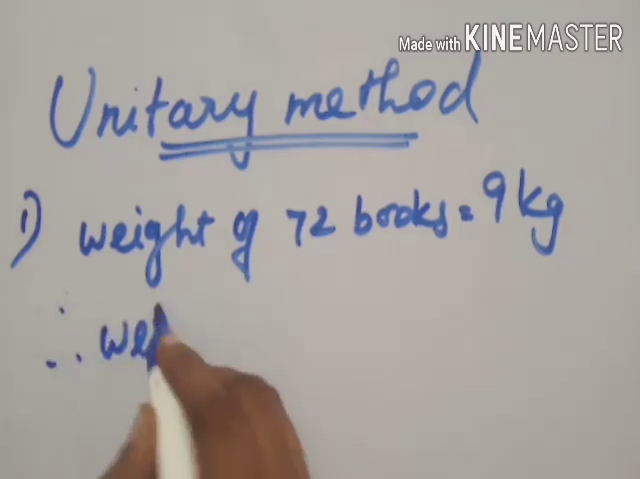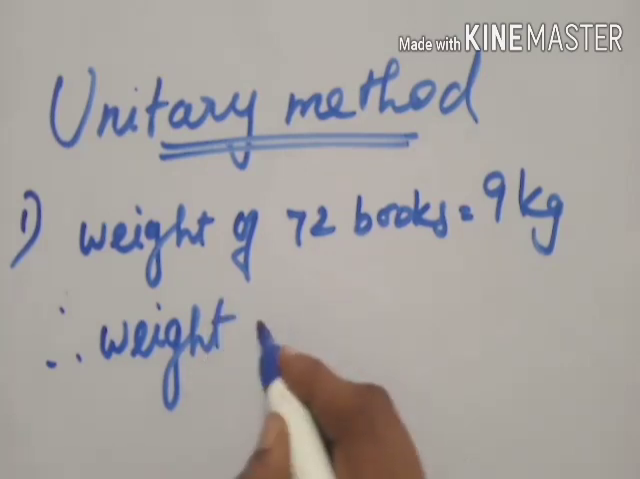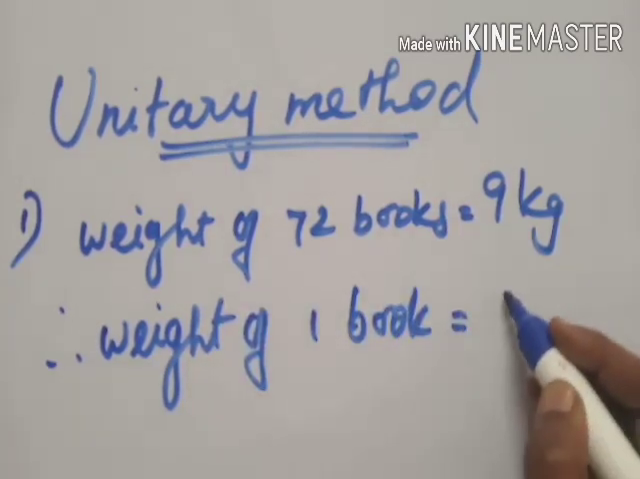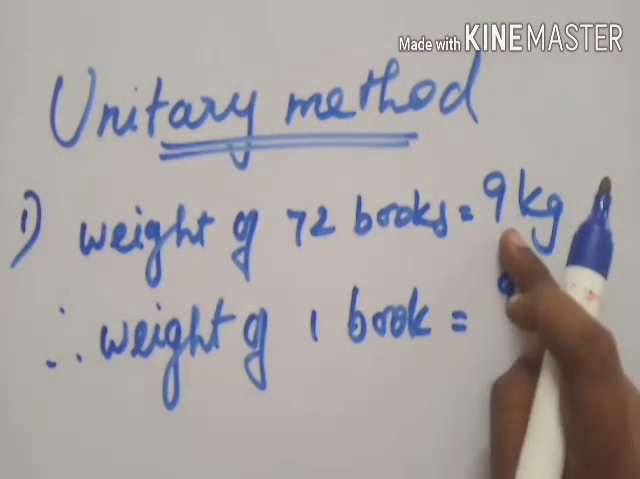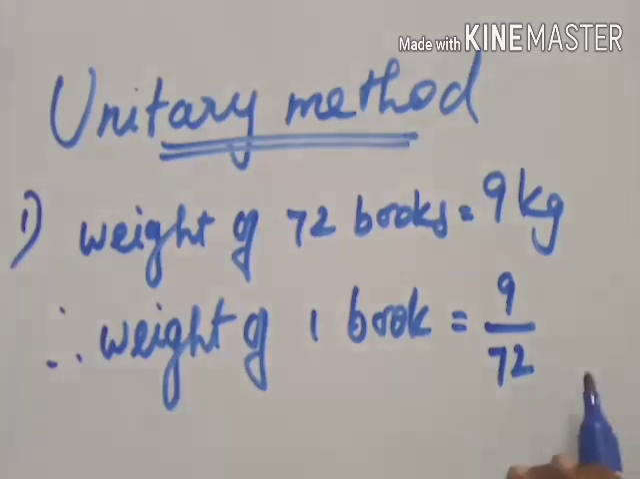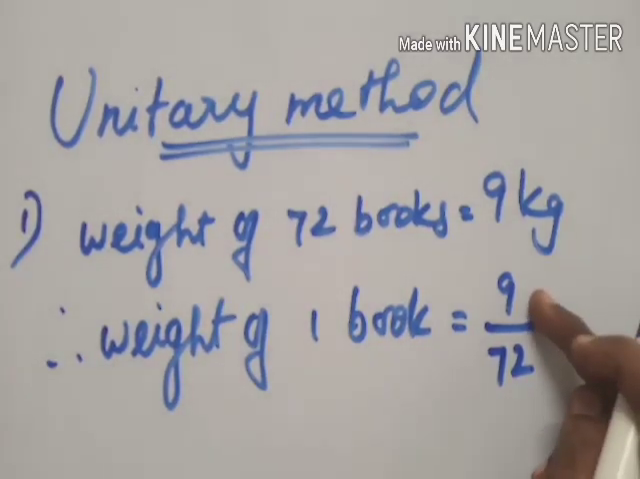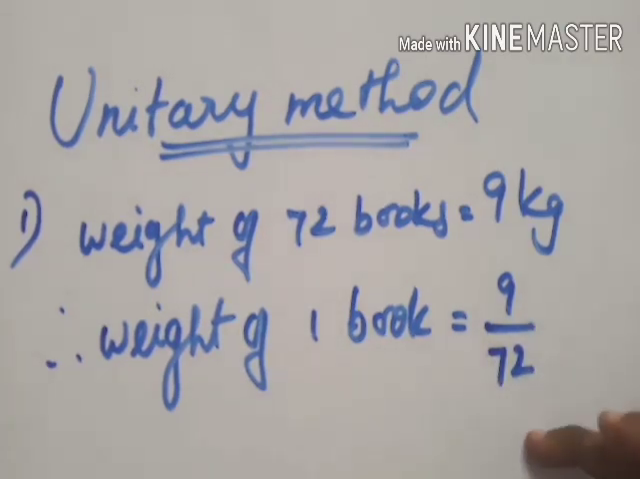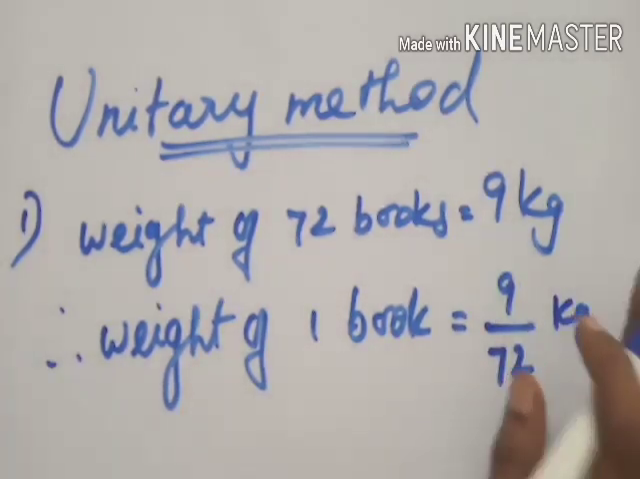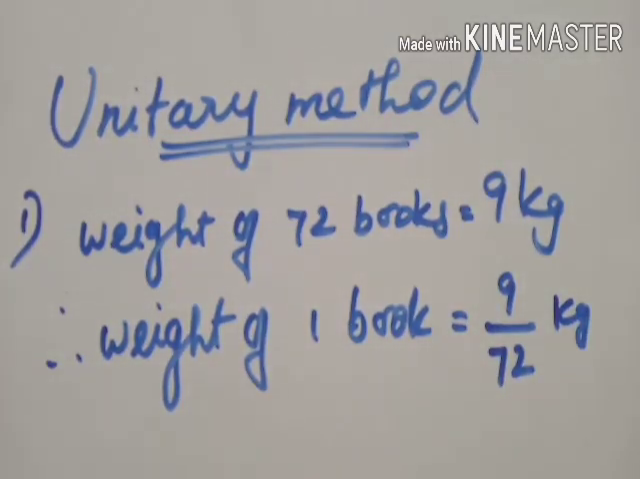Therefore, the weight of one book is equal to 9, that is total weight, divided by 72. Division is the first step, as I told. The total weight of 72 books is 9 kilogram, so the weight of one book is 9 divided by 72 kilogram. Just leave it, don't do any simplification here.